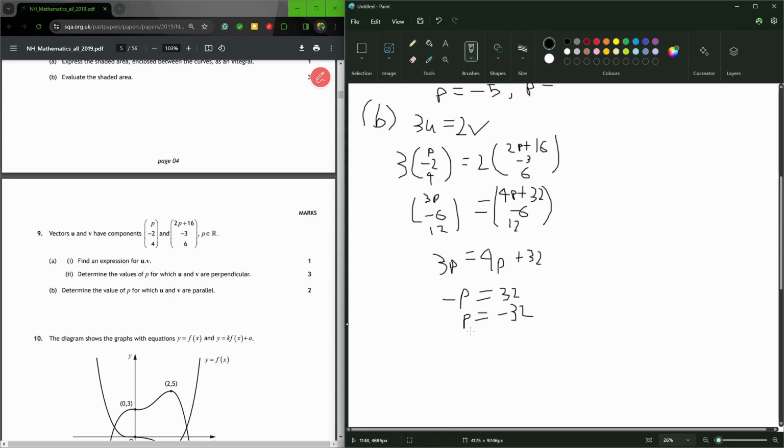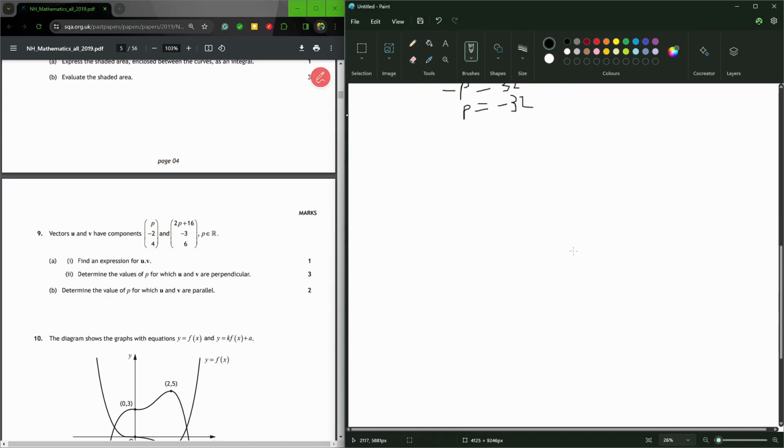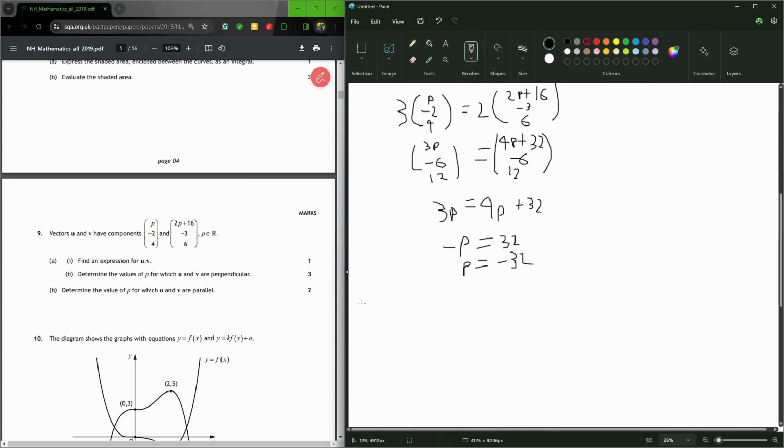There you go. And you can always plug it back into your original equation and see if it works out. So you could say, it's minus 32 there. That'll be minus 48. Oh yeah, that would work. But yeah, it's minus 32. I know it's a bit of a disappointing answer, but sometimes in maths, it's not about the destination, it's about the journey.